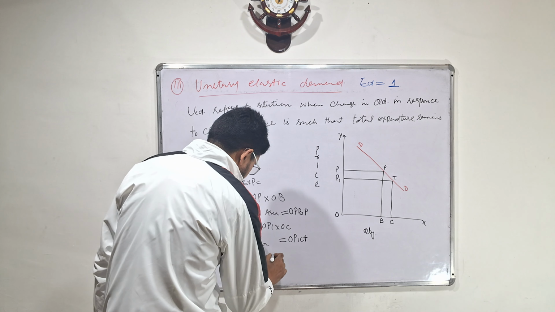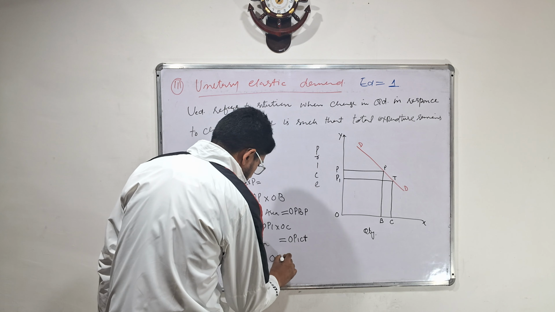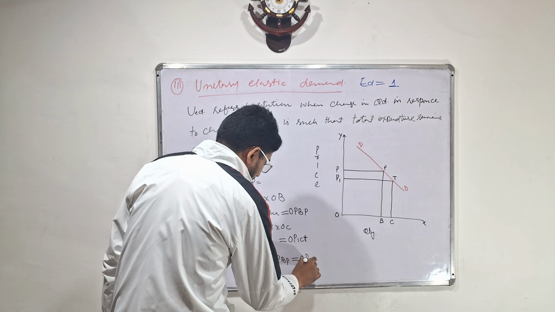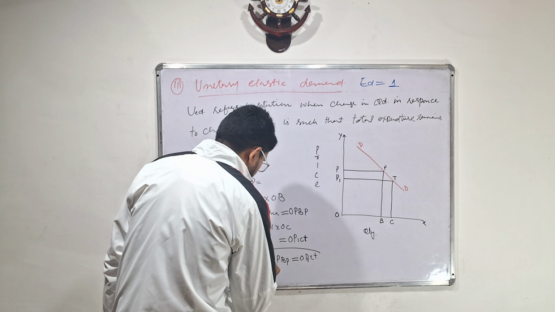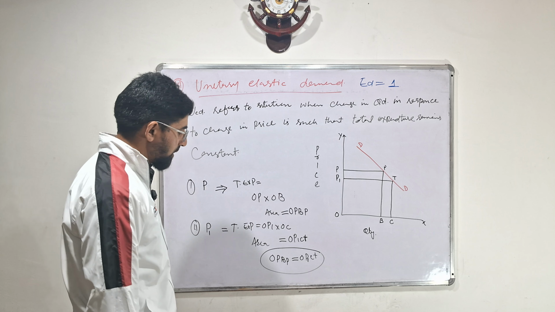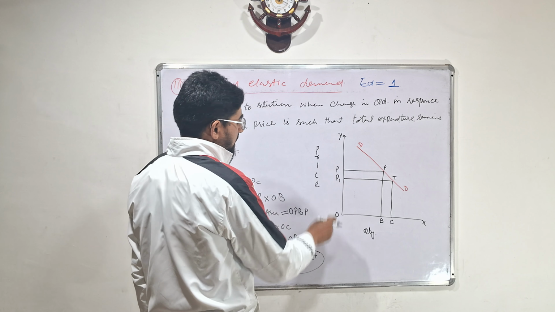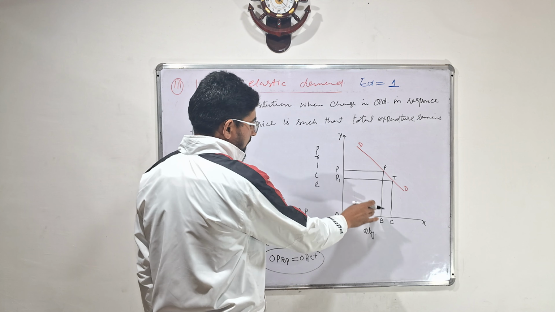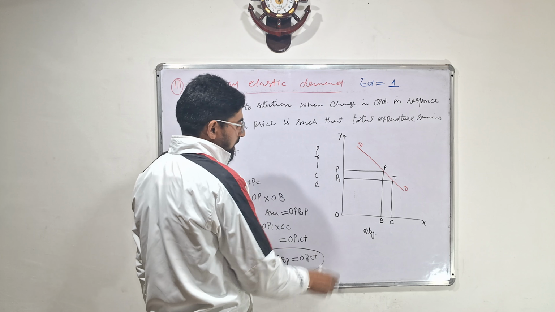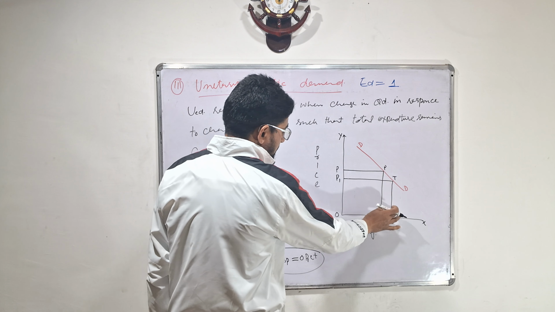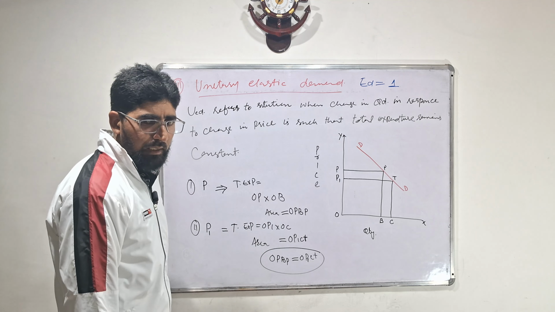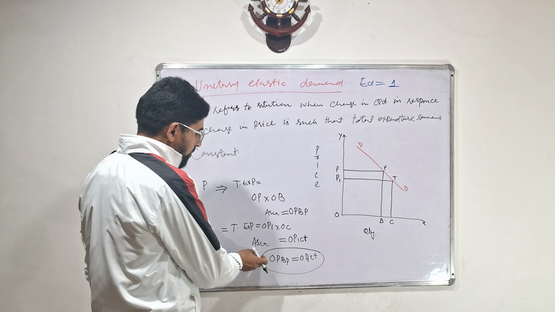It shows us that area OPBP is equal to area OP1CT. When the areas are equal, that means total expenditure remains constant. Price falls, quantity demanded increases, but total expenditure remains constant, as this area and this area are equal. It means the total expenditure spent on goods and services remains constant. It is shown by this area.